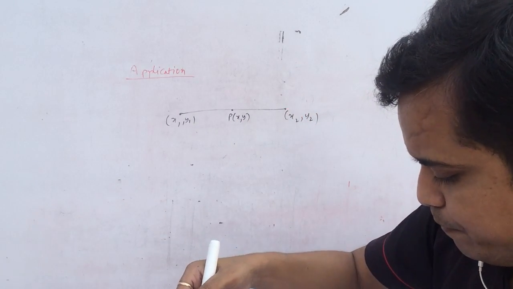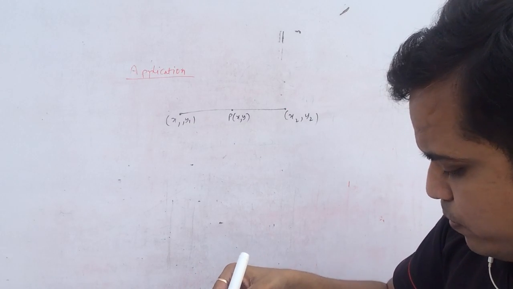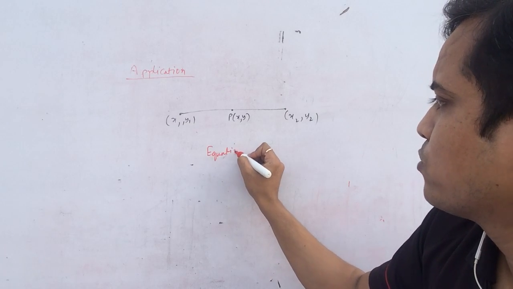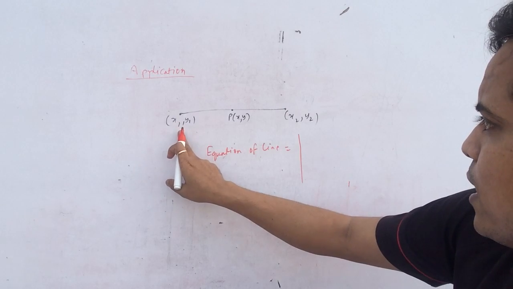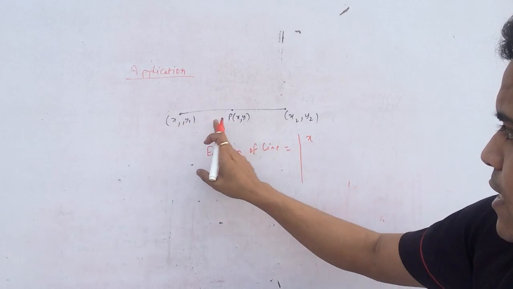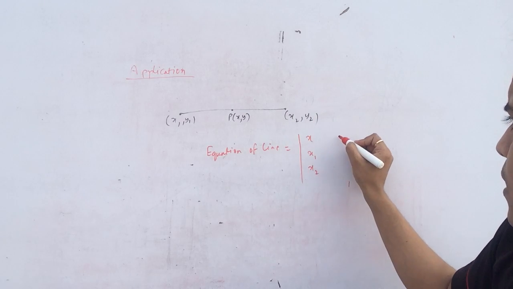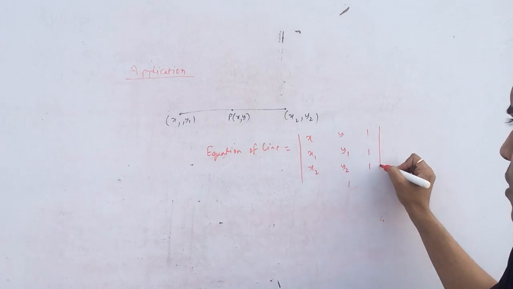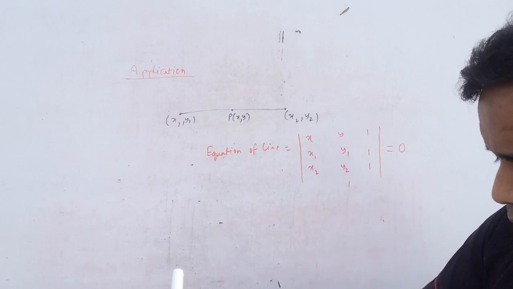So we have the equation of the straight line. How? The equation of the line is: x, x1, x2 in the first column, y, y1, y2 in the second column, 1, 1, 1 in the third column, equal to 0.